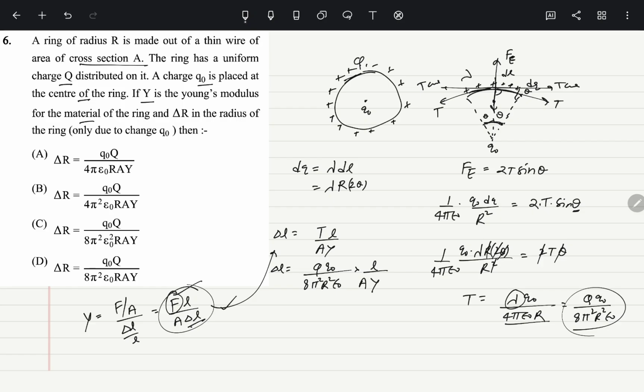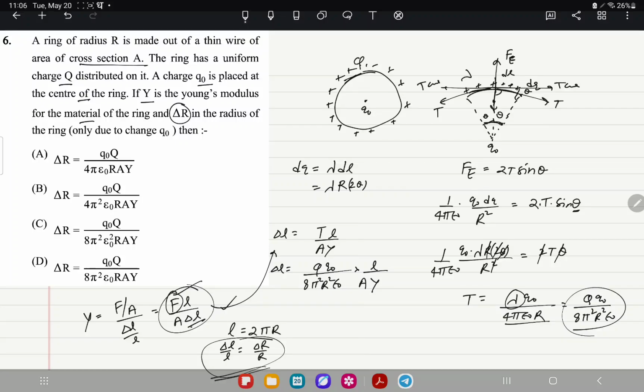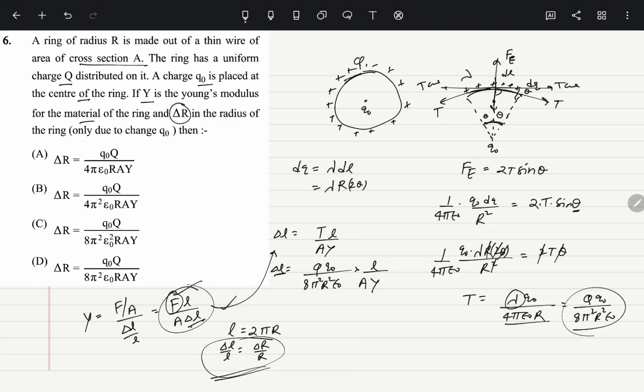Now we need to find the delta L. We know the relation that L is equal to 2 pi R, the length of the wire is equal to 2 pi R. So delta L by L is nothing but delta R by R, yes or no? We know that from the relative change. So that's what we can write: delta L by L is equal to delta R by R.